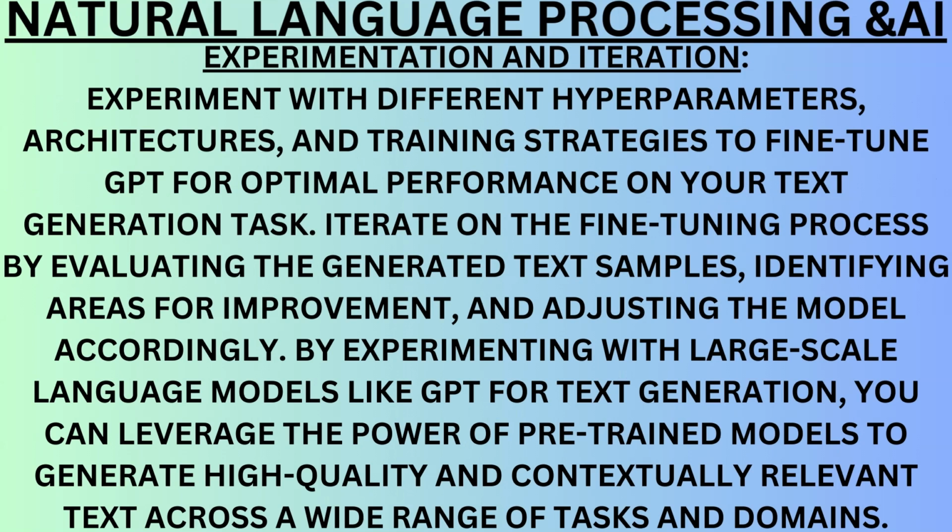Experimentation and iteration. Experiment with different hyperparameters, architectures, and training strategies to fine-tune GPT for optimal performance on your text generation task. Iterate on the fine-tuning process by evaluating the generated text samples, identifying areas for improvement, and adjusting the model accordingly. By experimenting with large-scale language models like GPT for text generation, you can leverage the power of pre-trained models to generate high-quality and contextually relevant text across a wide range of tasks and domains.